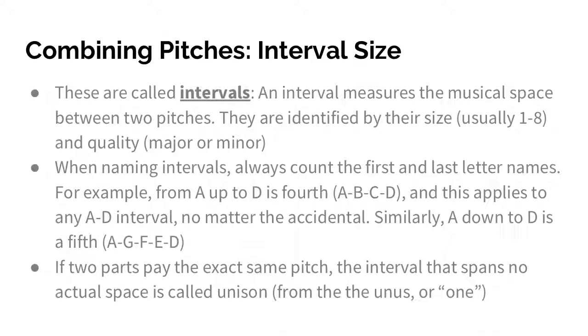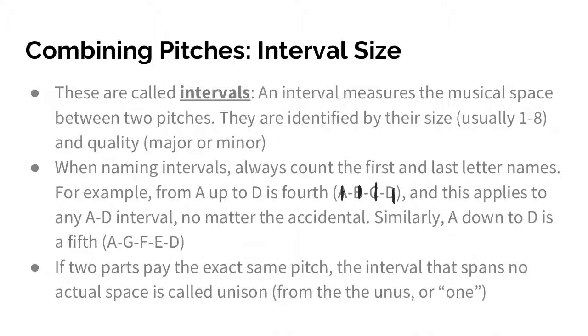We call these intervals, and an interval measures the musical space between two pitches. They are identified by their size and quality, so usually 1 through 8, and then major and minor. When naming intervals, always count the first and the last letter names. For example, an A up to a D is a fourth. We have 1, 2, 3, 4. So that's a fourth, and that applies to any A through D interval no matter the accidental.